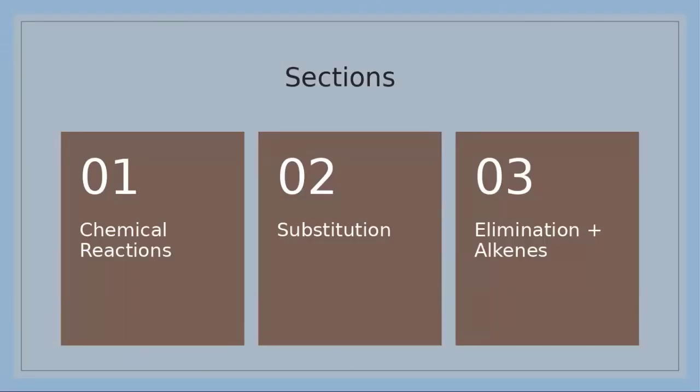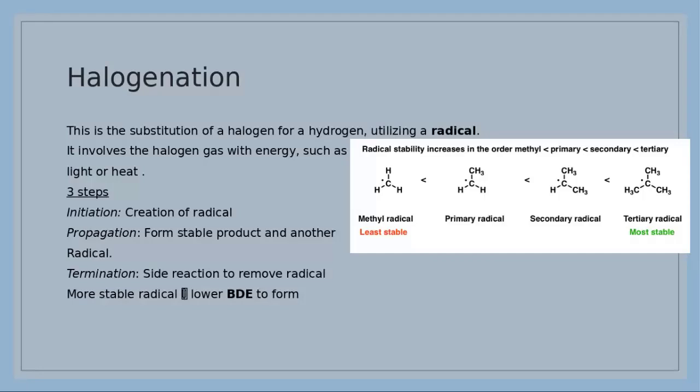Okay, so the first section is going to be about chemical reactions. This is going to deal with halogenation. Yes, Lee, we're going to send out the packets and these slides after the exam review is over. So first, we're going to do chemical reactions, which involves transition states and bromination and halogenation. Then we're going to do substitution, and the last section is going to be elimination and alkenes.